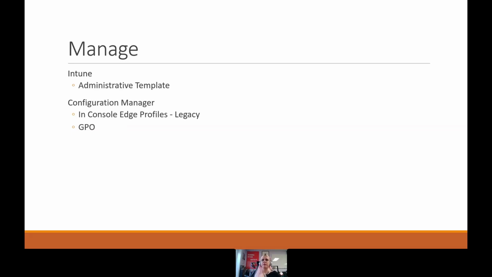From a management perspective, what you have stock within Intune is administrative templates, which also mirror the group policy objects that you can download and throw into sysvol. Within Configuration Manager, you don't really have direct control of the group policy, but under Assets and Compliance, I'm not sure where this lives, there is an Edge profiles option where you can control some of the basic settings. But be warned, that's for your legacy versions of Edge.